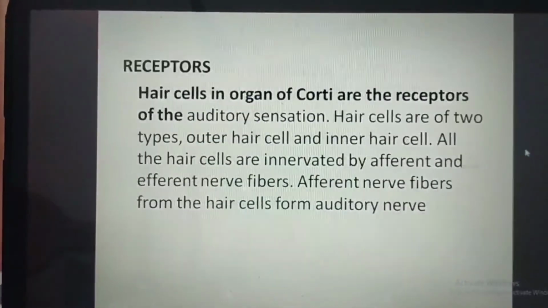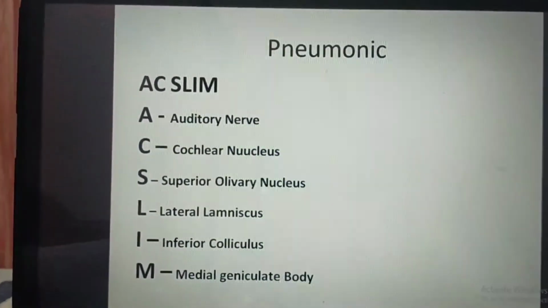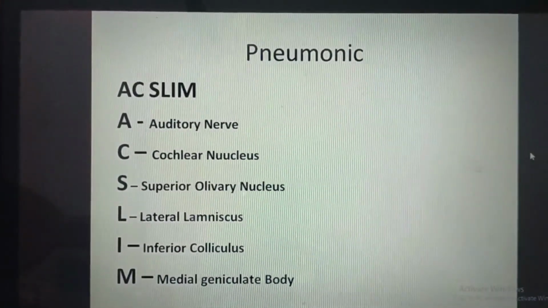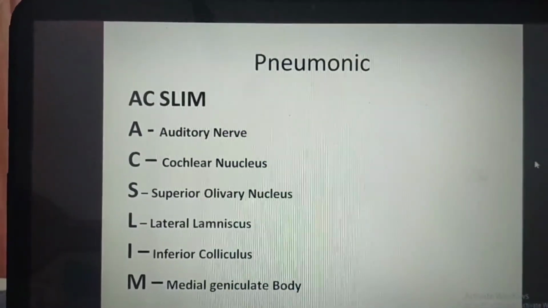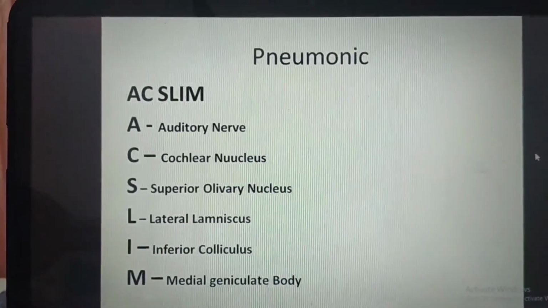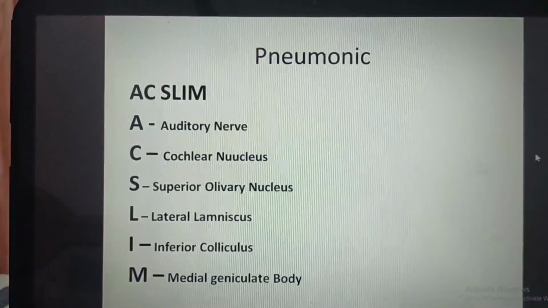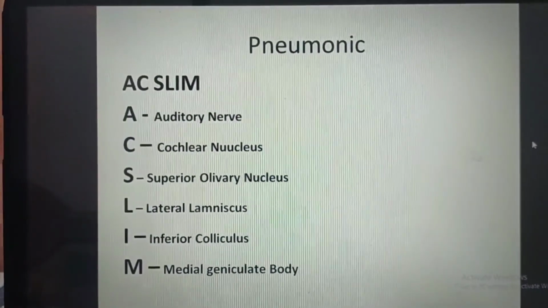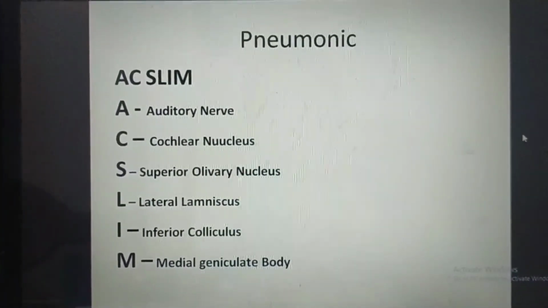So this was all about the auditory pathway. Again we are going to come to our mnemonic. Let's go through this again. Basically the nerve impulse goes to the auditory nerve, which is the vestibulocochlear nerve. Then it reaches the cochlear nucleus. Then it travels to the superior olivary nucleus. Then it goes to the lateral lemniscus, and from there it reaches the inferior colliculus, and finally the medial geniculate body. And from here the fibers pass into the auditory centers.